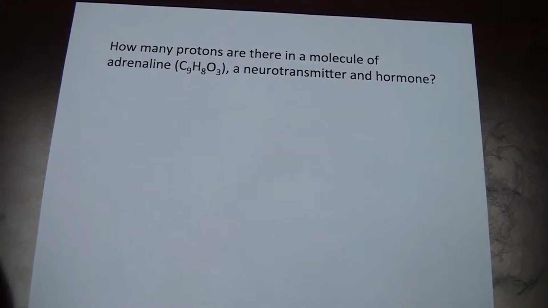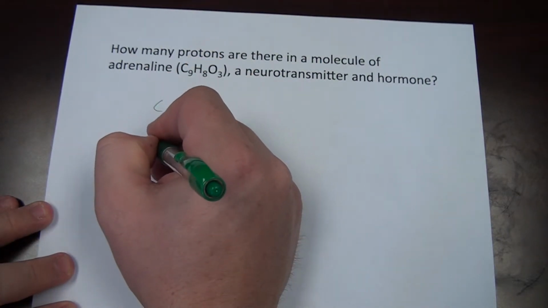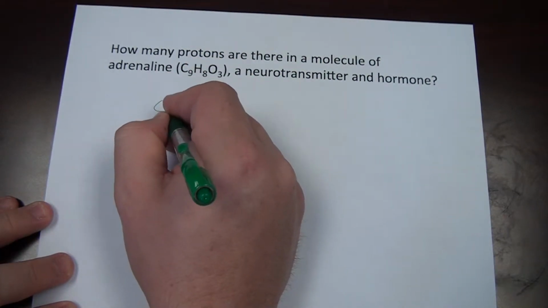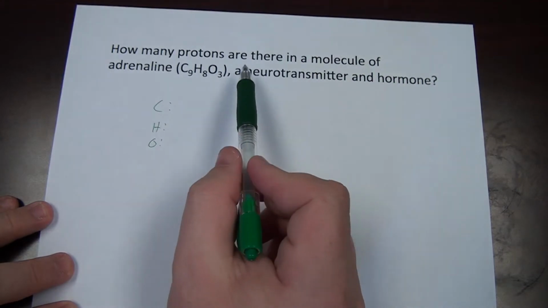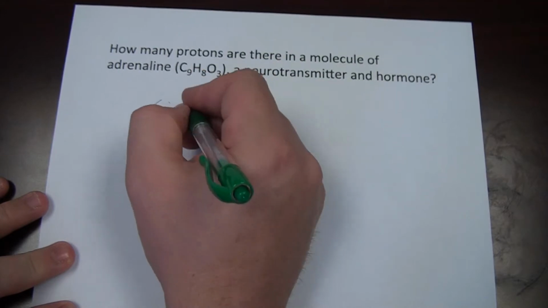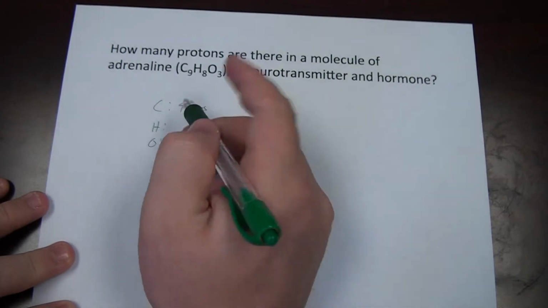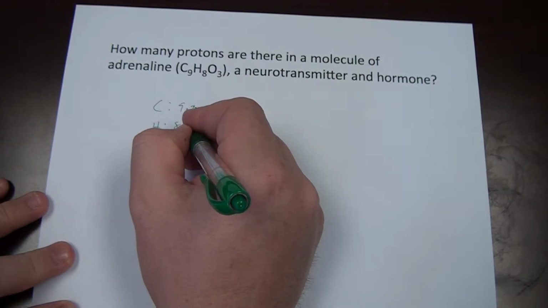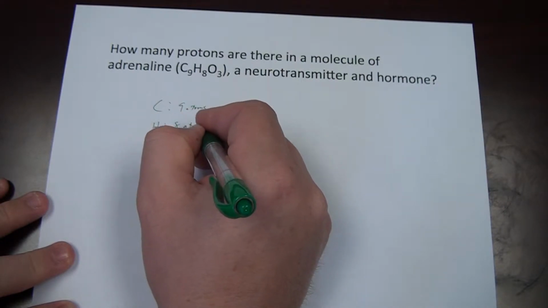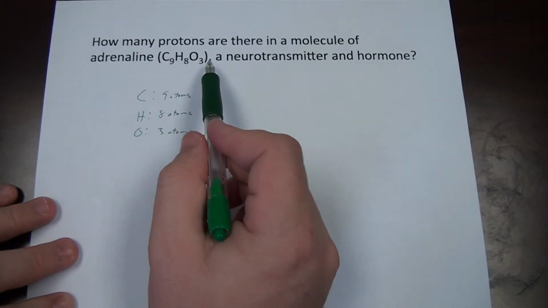In this case, the 3 types of atoms that we have here are carbon, hydrogen, and oxygen. We have 9 atoms of carbon present, 8 atoms of hydrogen, and 3 atoms of oxygen.